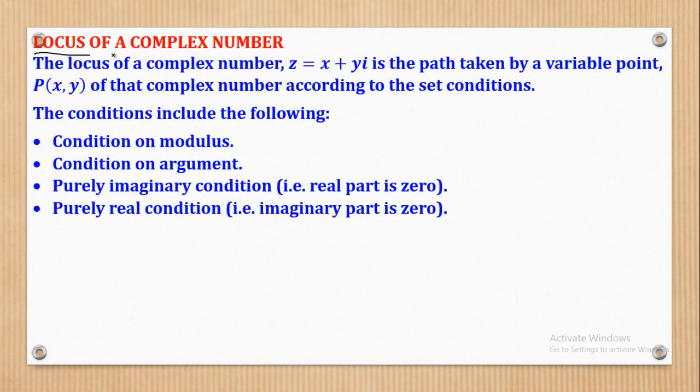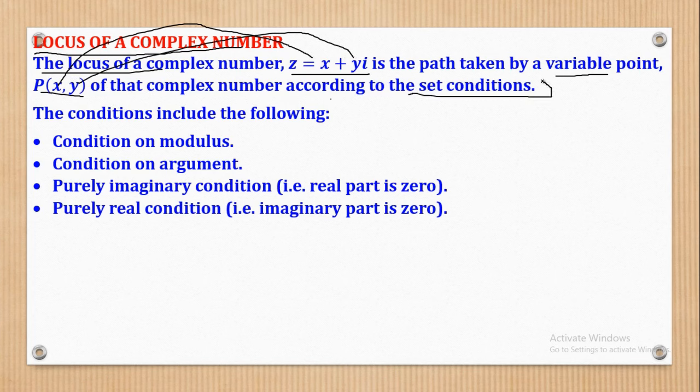So now we shall go to locus of a complex number. So the locus of a complex number, z equal to x plus yi, is the path taken by a variable point P(x, y). I think you realize that this x is the same as this and this y is the same as this, of that complex number according to the set conditions. Know this word, set conditions. So we already covered much about loci, and it's available on this platform in the section of algebra, so I shall not repeat what you already covered. We are going to just deal with this part which requires complex numbers.